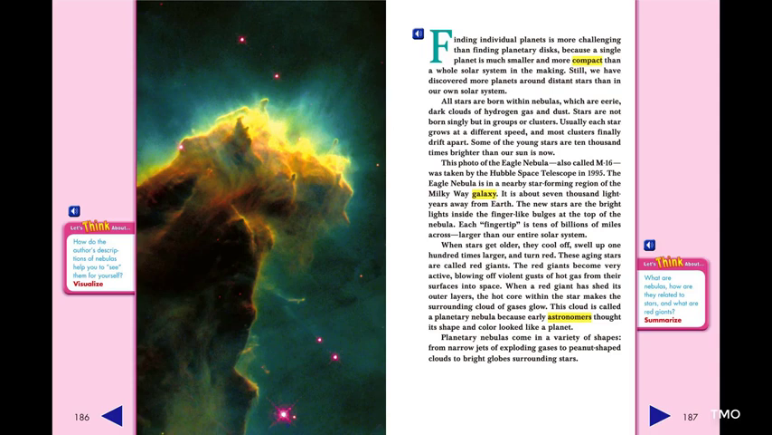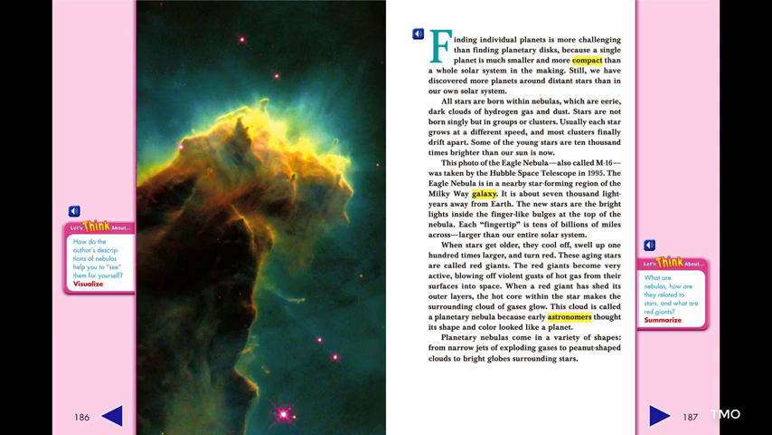This photo of the Eagle Nebula, also called M16, was taken by the Hubble Space Telescope in 1995. The Eagle Nebula is in a nearby star-forming region of the Milky Way galaxy. It is about 7,000 light-years away from Earth. The new stars are the bright lights inside the finger-like bulges at the top of the nebula. Each fingertip is tens of billions of miles across, larger than our entire solar system.